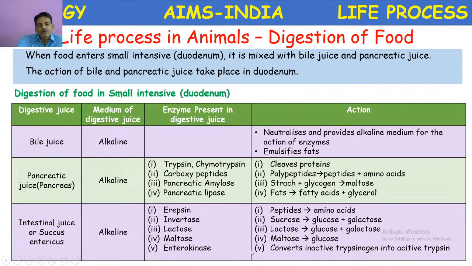Then enterokinase is produced in the intestine. It activates trypsinogen into trypsin. Trypsinogen is produced in inactive form, and the active form is trypsin. So enterokinase is the intestinal enzyme which acts on trypsinogen and converts it into trypsin. So this is the digestion of food. The chyme is further digested in the duodenum. The maximum process of digestion takes place in the small intestine.